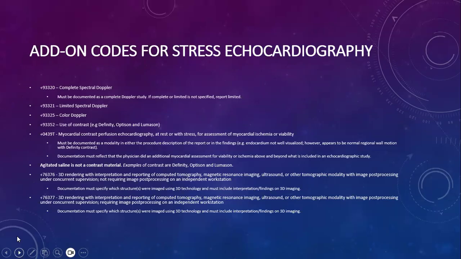The only call out that's different on this slide is your 93352. This is when they use contrast during the stress echo. You want to make sure you're seeing not only a result of the contrast, what did they see? What are the findings? But they need to be documenting, are they using Definity, Optison, or Lumason? There may be others out there, but those are your three most common, with Definity being the most commonly used. The rest of the codes we've gone over on previous slides.